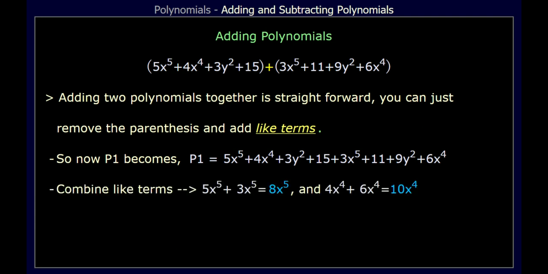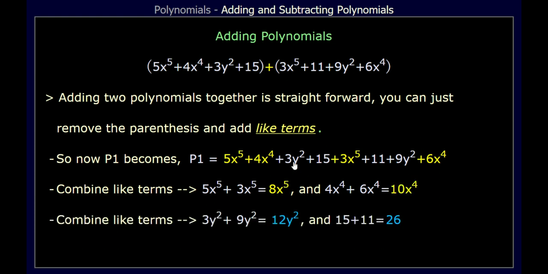Now we just do like terms. 5 plus 3 is 8. There's my x to the fifth. Let's go for the next power. X to the fourth. 4 plus 6 is 10. Let's keep going down the line on powers. 3 plus 9y squared, that's 12. And 15 plus 11, that's 26. I got my two constant terms left over. So the answer is you just combine all the answers, combining the like terms together to get the final answer here.